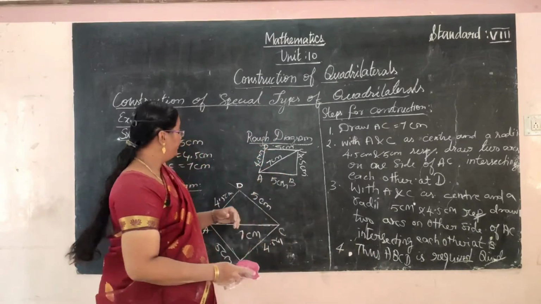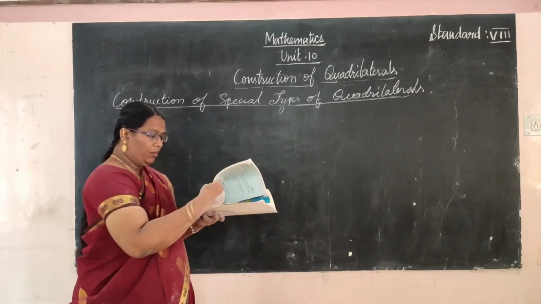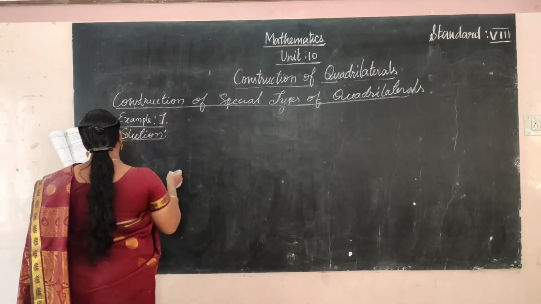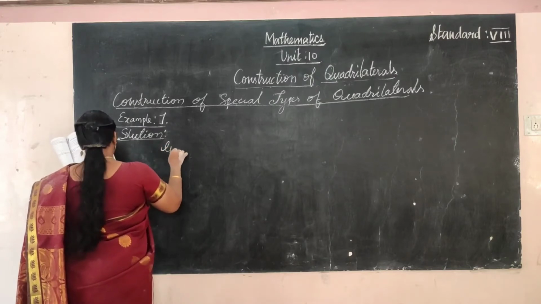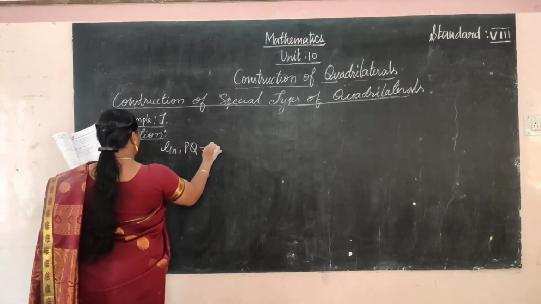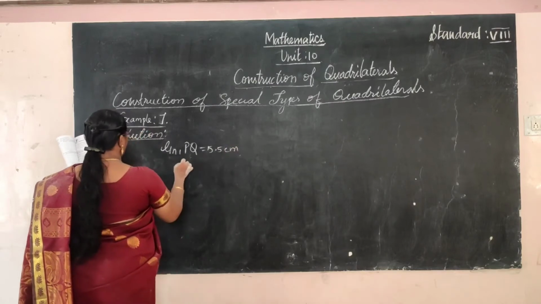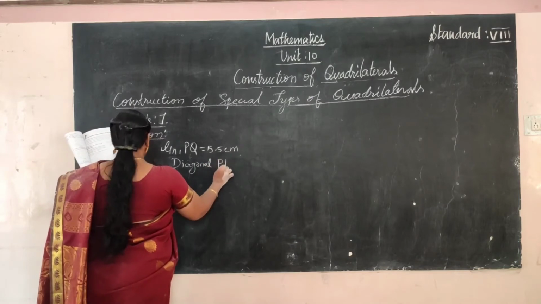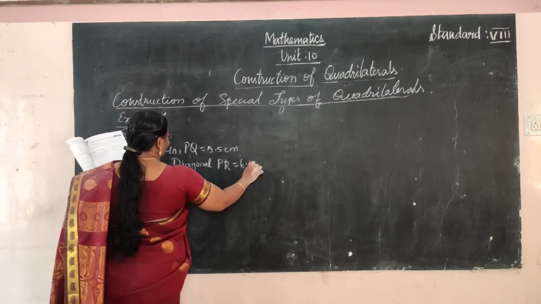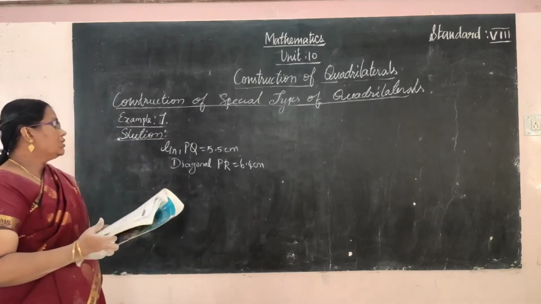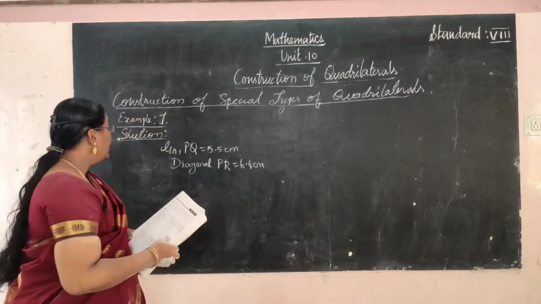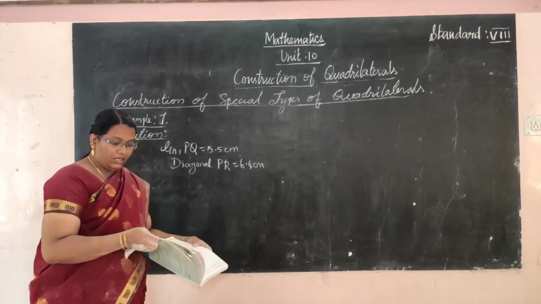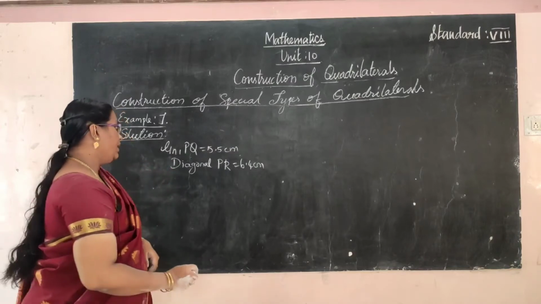So what is the data given? Here PQRS is a rectangle, and given PQ is equal to 5.5 centimeter, and two measurements only are given. The diagonal PR is equal to 6.4 centimeter. Okay, how to make it? Just remember the property and we can make it.